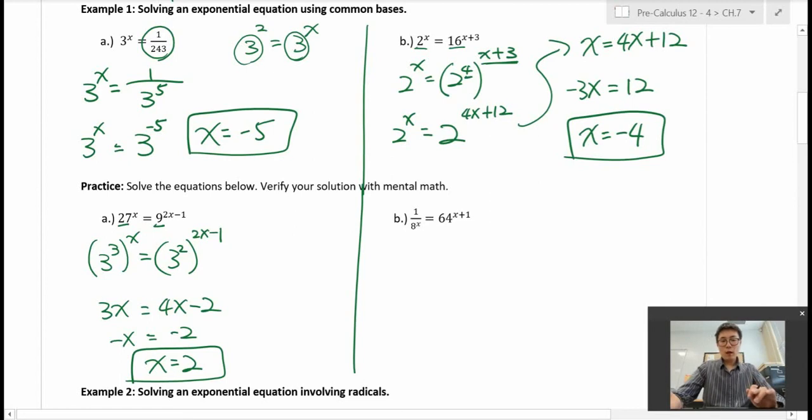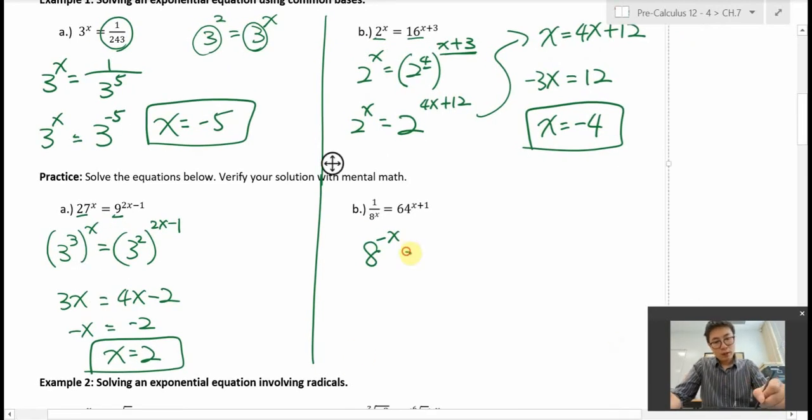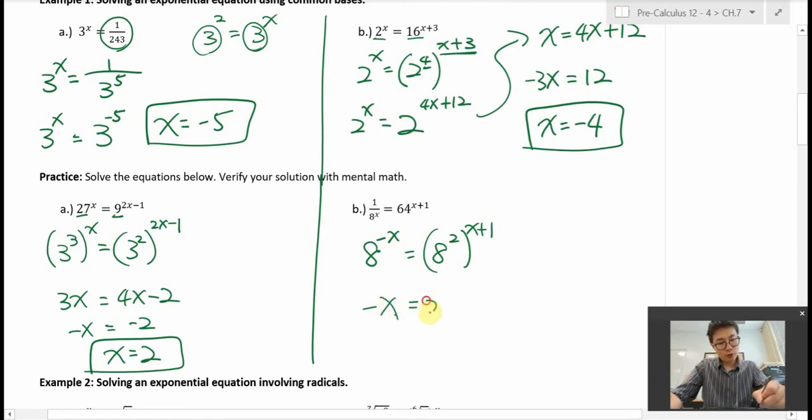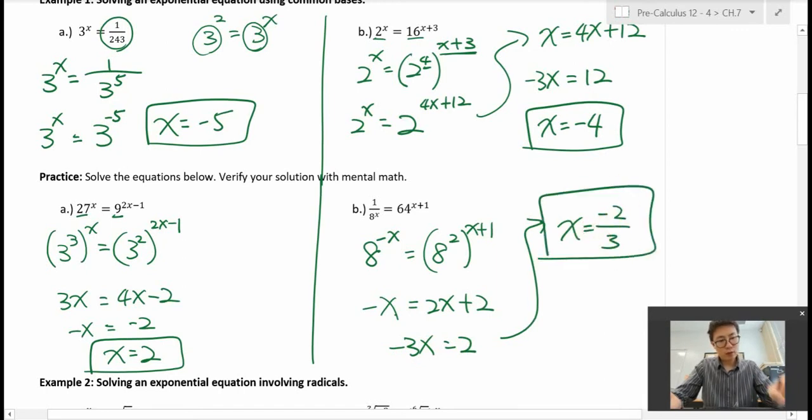Part B, same thing. You could change to base 2, or you could just change to base 8. Either way will work. This is written in fraction form, so we can change this to 8 to the power of negative x. Okay, so remember these two are the same thing. 64 is the same thing as 8 squared, to the power of x plus 1. Now, again, once you have the same base, as long as the exponents are equal to each other, then they would be equal to each other. Okay, so now we have this linear equation, minus 2x on both sides. Divide both sides by negative 3, you get negative 2 over 3 for your answer.